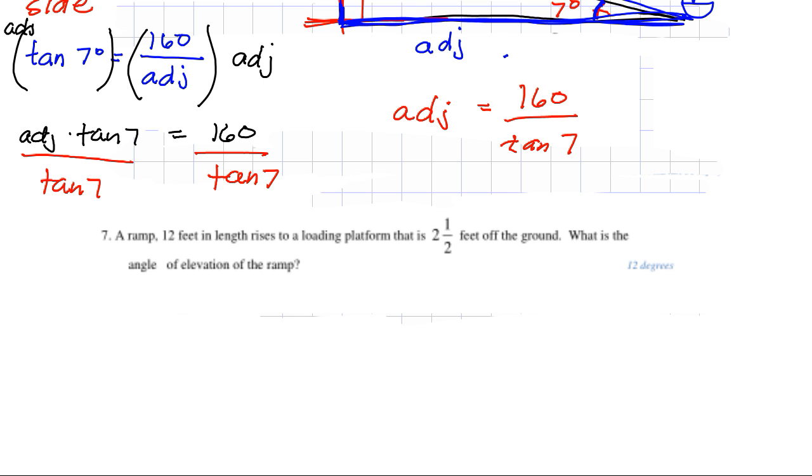One more problem, and this is problem number 7 on this worksheet. A ramp 12 feet in length rises to a loading platform that is 2.5 feet off the ground. What is the angle of elevation of the ramp? Guess what I do first? I draw a triangle. Draw a right triangle.